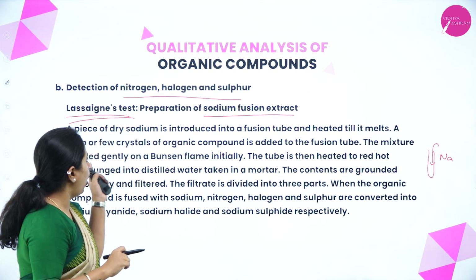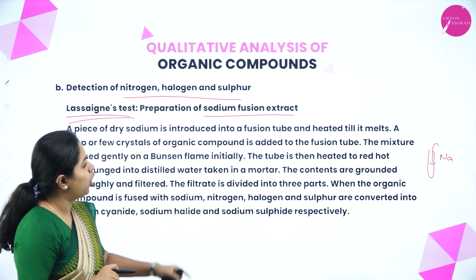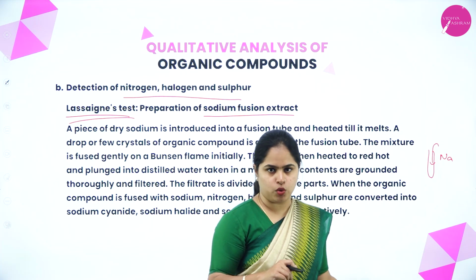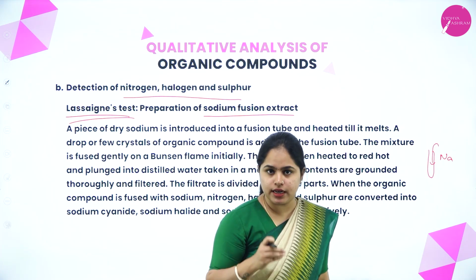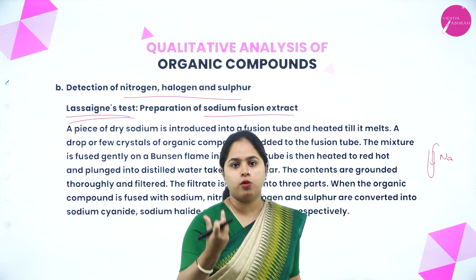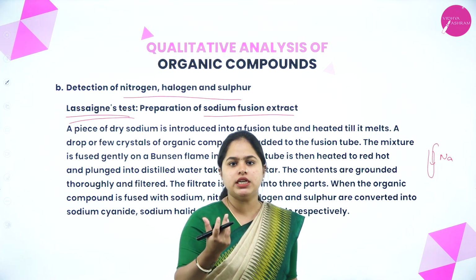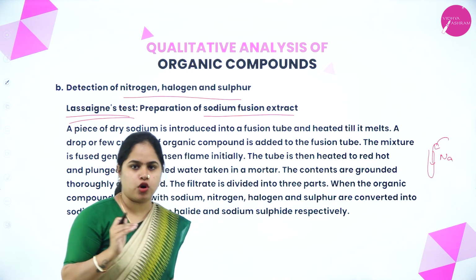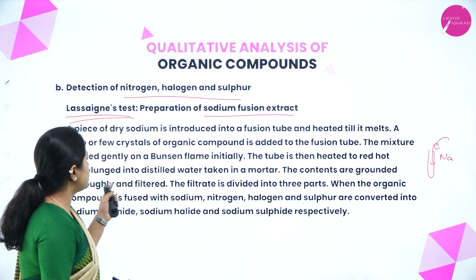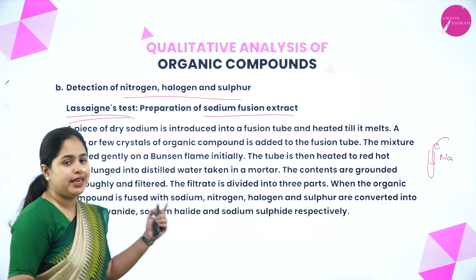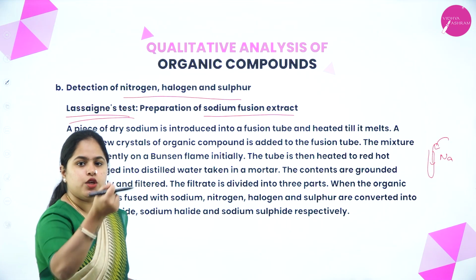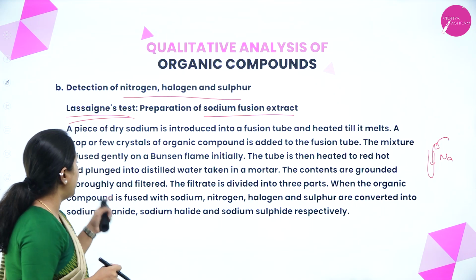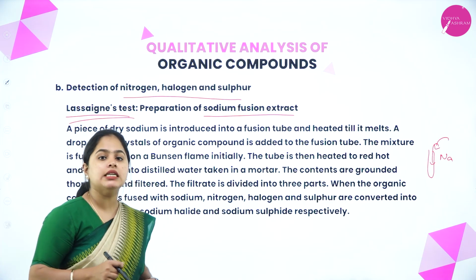And then a drop or a few crystals of the organic compound is added to the fusion tube. To this fusion tube containing the sodium, we add a few drops of the organic compound in which we have to detect the elements. Now the mixture is fused gently on a Bunsen flame initially. We start heating it using a Bunsen burner. Then the tube is heated to red hot and plunged into distilled water taken in a mortar.